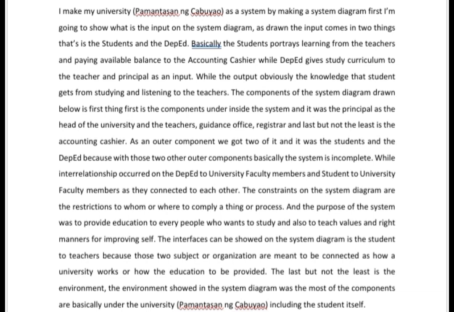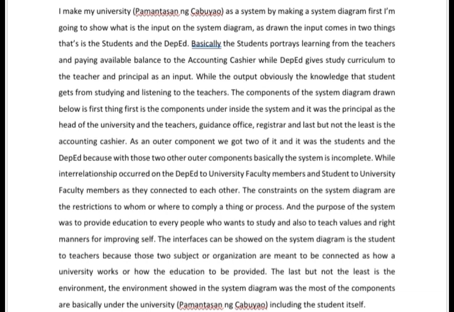Siyempre, yung students sa accounting, cashier lang nila magagawa yon. Kumbaga yung restriction is under 2 things lang. Kumbaga dun lang iikot yung process na yon. Wala nang ibang pagkokonektahan. Kumbaga dun lang, dun ka lang pupunta, dun ka lang magko-comply. Yung ganun yung ibig sabihin ng constraints sa system diagram about pamantasan ng Kabuyaw.